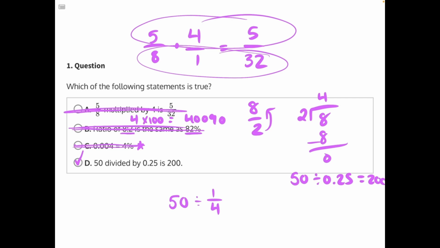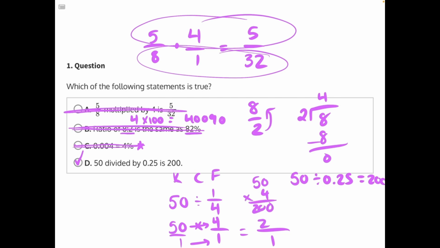When we're dividing with fractions, we need to multiply our whole number by the reciprocal, or do something called keep, change, flip, where we will keep the first number, change to multiplication, and flip or take the reciprocal of our fraction. And now we can multiply straight across: 50 times 4 and 1 times 1. 1 times 1 will just give us 1. 50 times 4. 4 times 0 is 0. 4 times 5 is 20. That would give us 200, making D our correct answer.